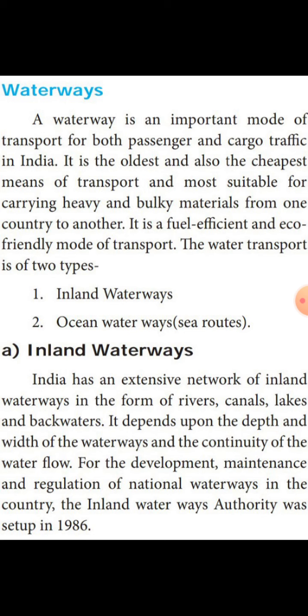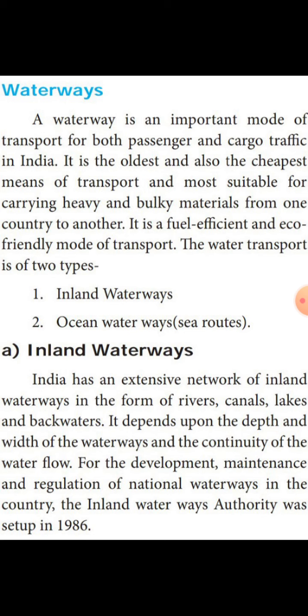The water transport is of two types: inland waterways and ocean waterways. Ocean waterways means sea routes. The first one is inland waterways.